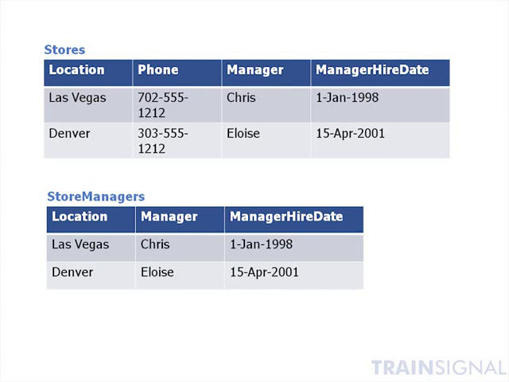Now the manager hire date can be dependent upon the manager and nothing else in the table. The two are still linked. Because a manager is assigned to a location, I'm linking them using the store location as a primary key. In other words, the store's location uniquely identifies the store, and so I can use that as a linking or relationship attribute in the store managers table.